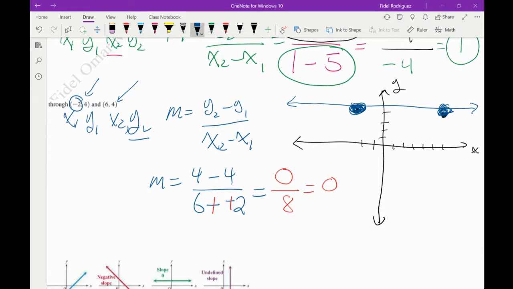Real steady. And so anytime I have a slope of 0, guys, lines like this are what we call horizontal lines. Horizontal lines always have a slope of 0 because they're not going up and down. And it doesn't matter if the line is up here or if the line would be down here. Anytime you have a line going left and right like that, that slope is always going to be 0, okay?